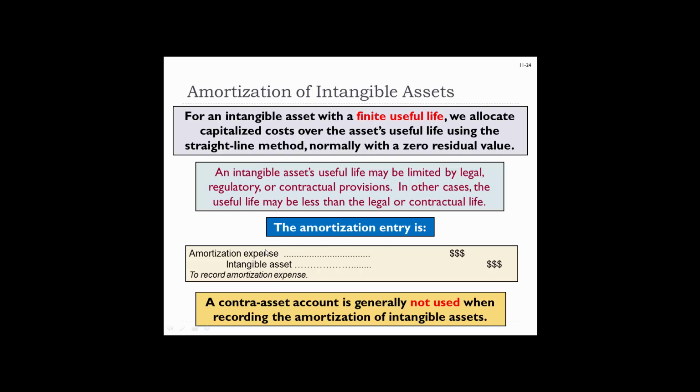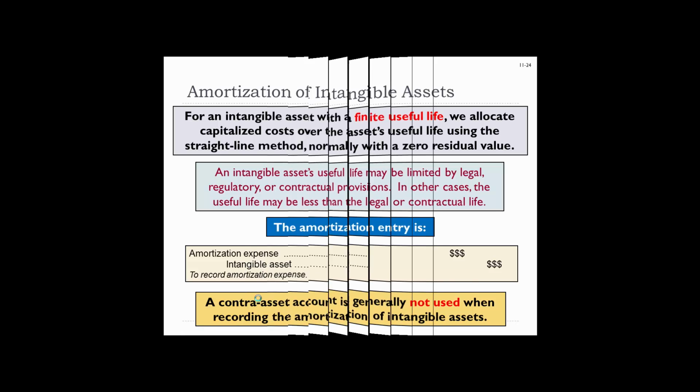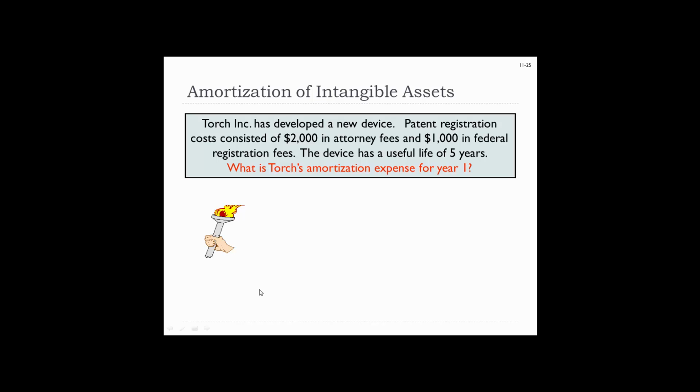In other cases, the useful life may be less than the legal or contractual life. The amortization journal entry is below. Amortization expense, credit, intangible asset. A contra asset account is generally not used when recording the amortization of intangible assets. So on the other one, we had a contra asset of accumulated depreciation. That is not true for intangibles. It just reduces the value directly.